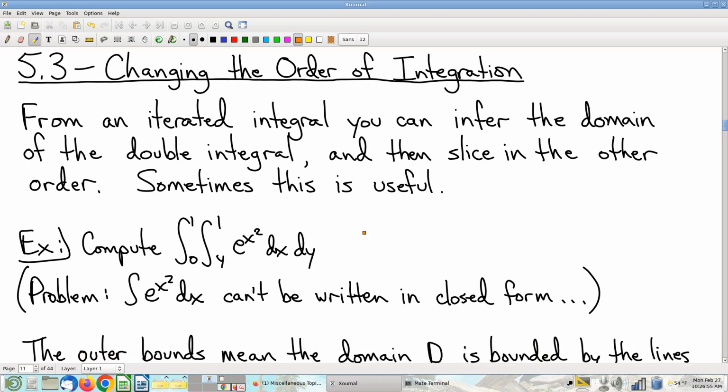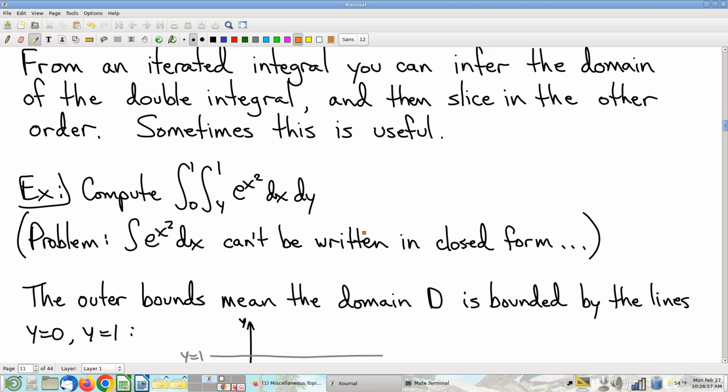So the big idea is this. Sometimes when you're computing an iterated integral, you're totally stuck, such as in this example, or maybe you're just thinking, I hate this integral, and I wish there was another option. So, real quick, let me point out why we're stuck here.